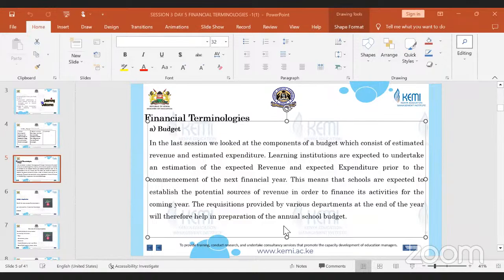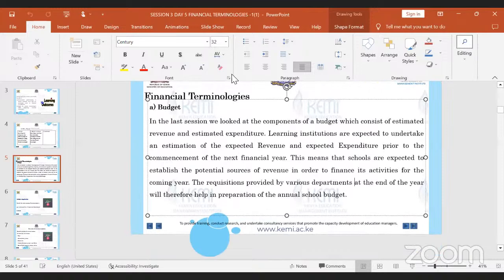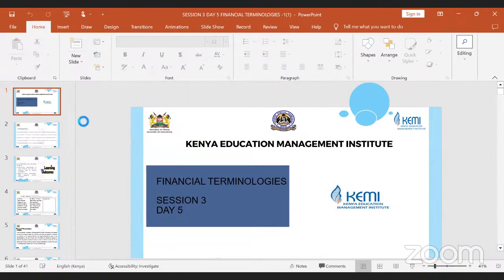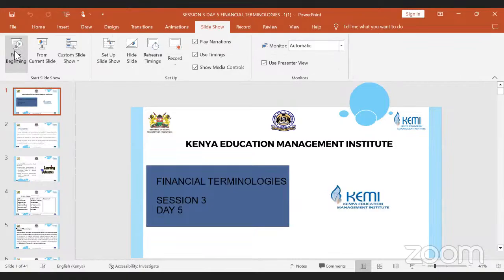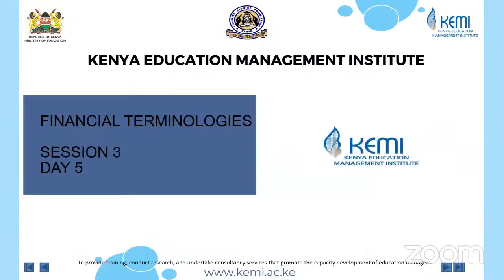And they consist of estimated revenue and estimated expenditure. And Madam Nancy, are you able to see my slides? Yes, I'm able to see. You can put them now on the slideshow. Okay. Yeah, they are clear. Let me try. Okay, you are fine now. Can go. Okay.